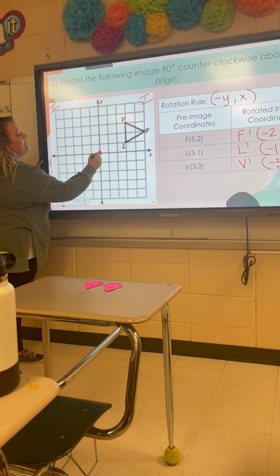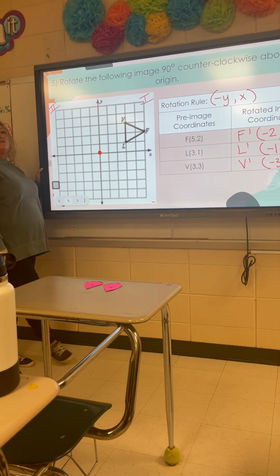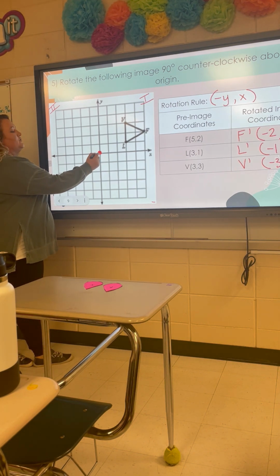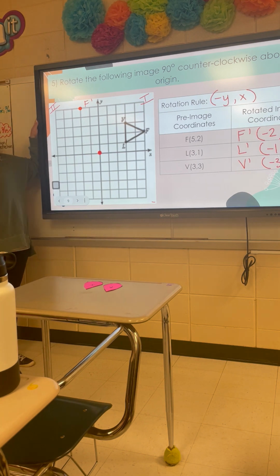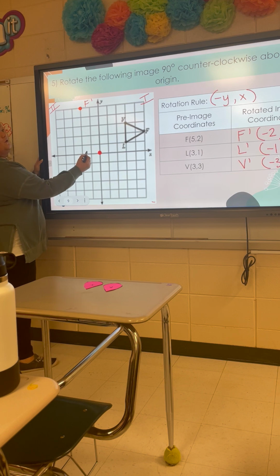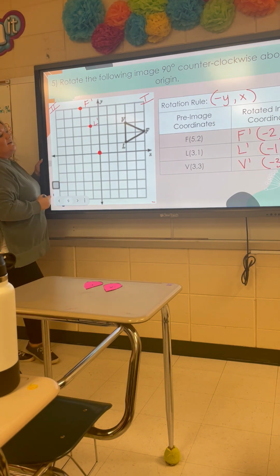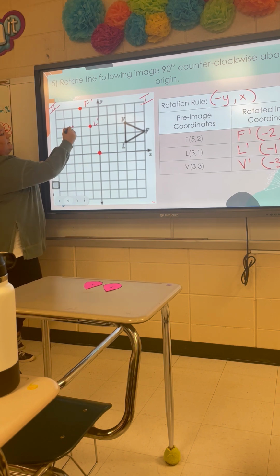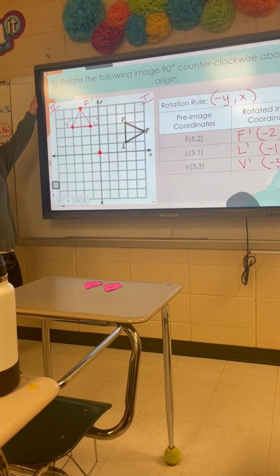All right, let's graph our points. Find your 0, 0. That's where we always start. The first number tells us to go left or right. The second number tells us to go up or down. -2 means left 2. +5 means up 5. So it ends up way up here, point F prime. Point L prime is left 1 and up 3. And V prime is left 3, up 3. We connect and look at our triangle rotated 90 degrees counterclockwise.